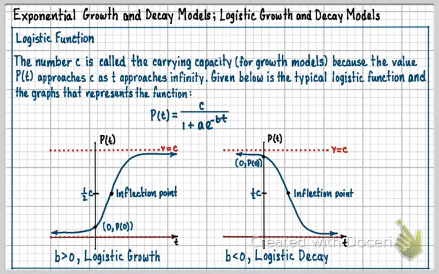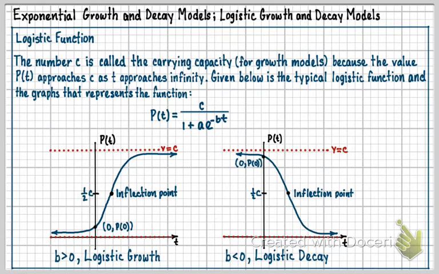Logistic function. The number C is called the carrying capacity for growth models because the value P(t) approaches C as t approaches infinity. Given below is the typical logistic function and the graph that represents the function. So P(t) equals C over 1 plus A e to the negative bt.